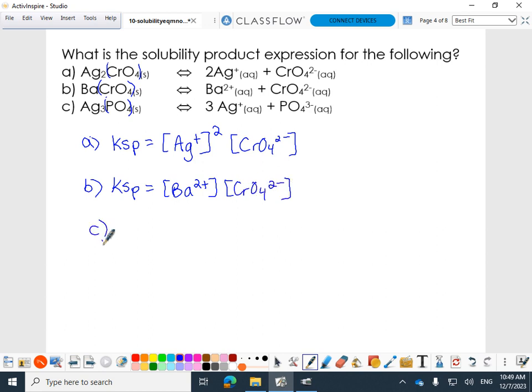Okay, and phosphate is the only polyatomic ion that we focus on that has a charge of 3. So in this case, it's made the silver have a 3. So the exponent is 3.